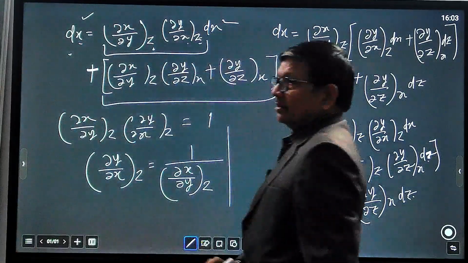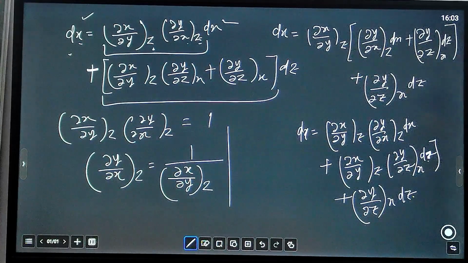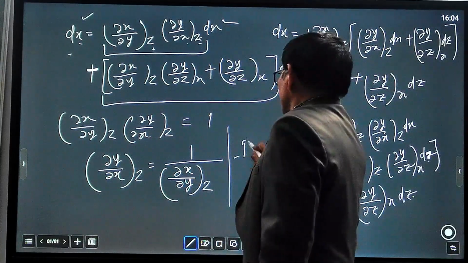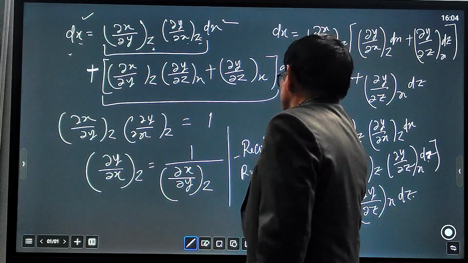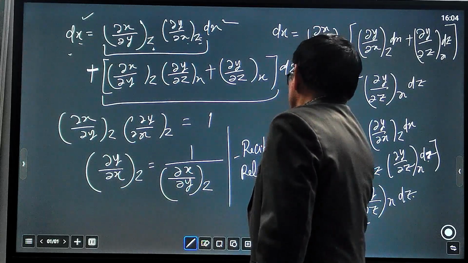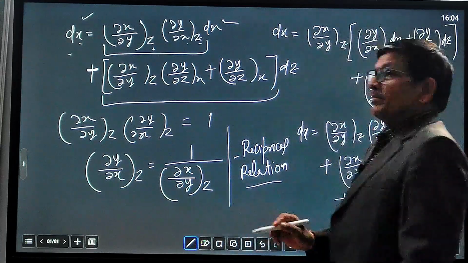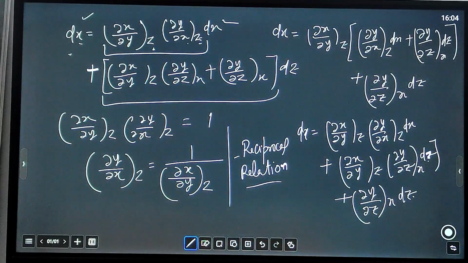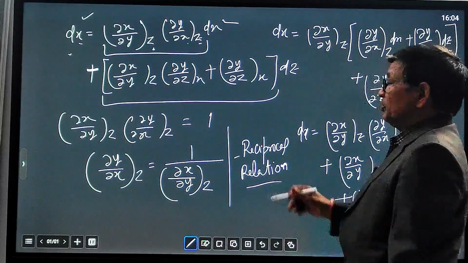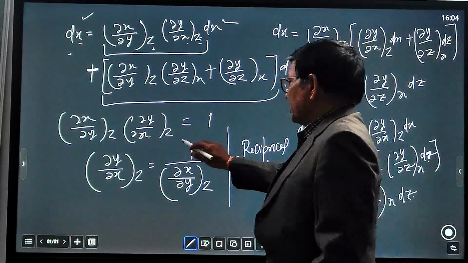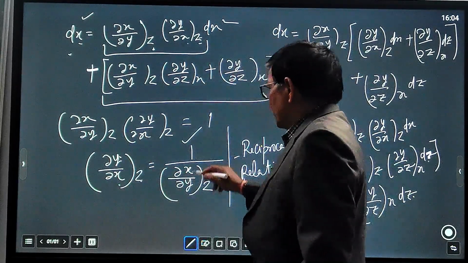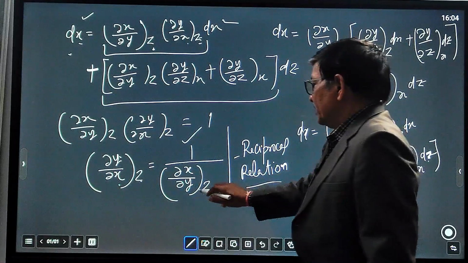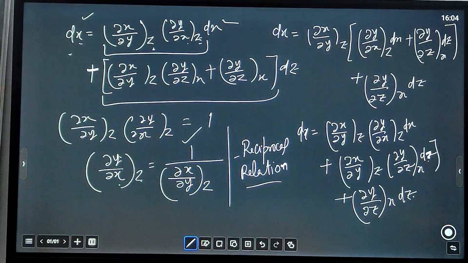So this equation is known as the reciprocal relationship. This relation will be used in further derivation of other TdS equations, and Cp minus Cv equals R. All these equations, this is a very important relation. You will see that (∂y/∂x) at constant z equals 1 upon (∂x/∂y) at constant z. This equation is known as the reciprocal relationship.